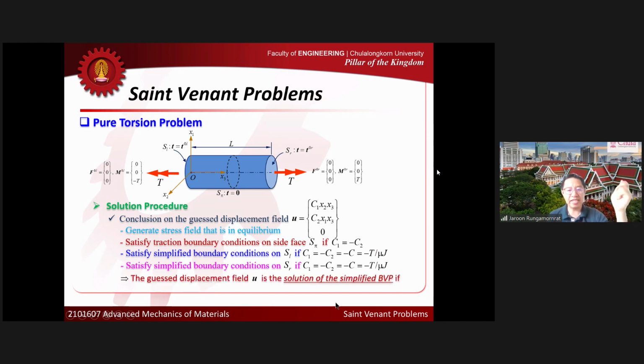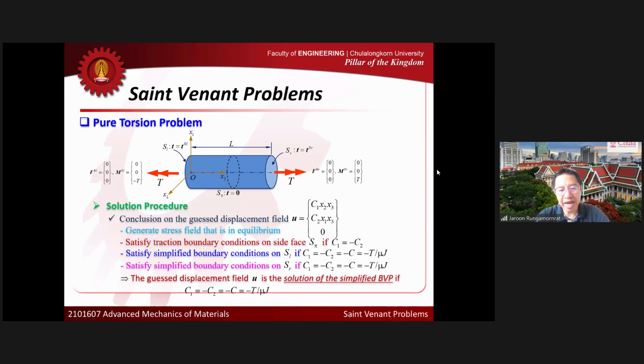So now I can say that the gauge displacement field is the solution of the problem, right? The solution of the simplified problem, if C1, C2, and C are chosen to satisfy that condition. Okay. Is that clear to you?